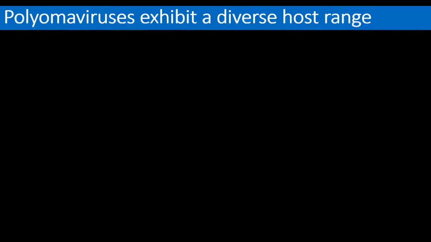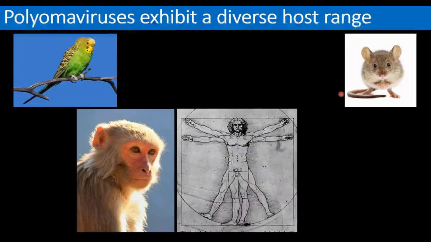The first thing you need to know about polyomaviruses, or PYVs, is that they have a diverse host range. We've known for decades that members of the polyomavirus family can infect a number of different species, including birds, mice, rhesus macaque monkeys, and of course humans.